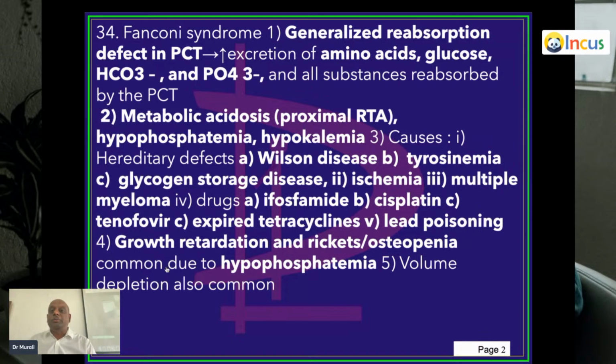Proximal convoluted tubule is also called the workhorse of the nephron. Glucose gets reabsorbed, amino acids get reabsorbed, bicarbonate gets reabsorbed, everything gets reabsorbed significantly in the proximal convoluted tubule. That's the reason histologically the proximal convoluted tubule is very, very rich in mitochondria, because it's the workhorse.